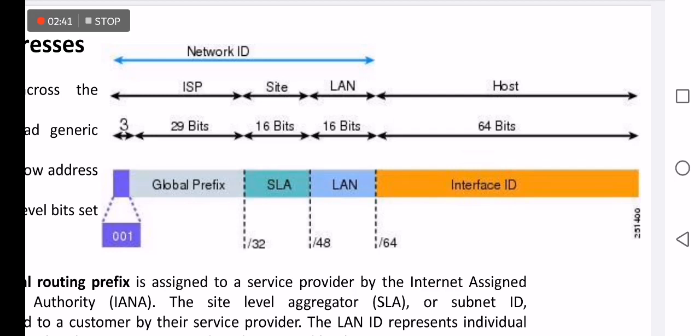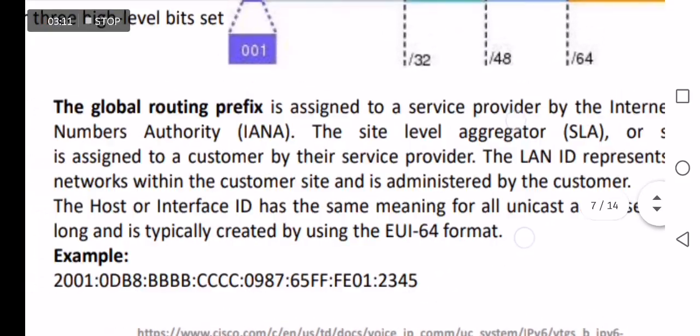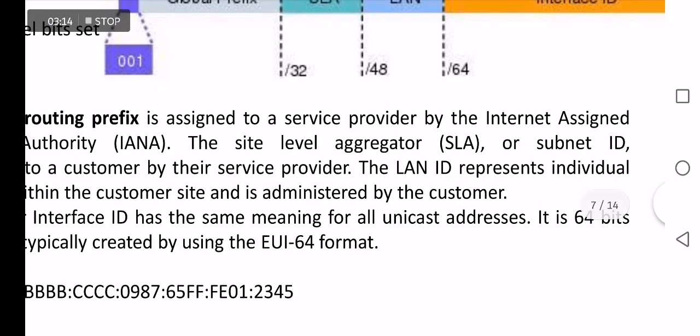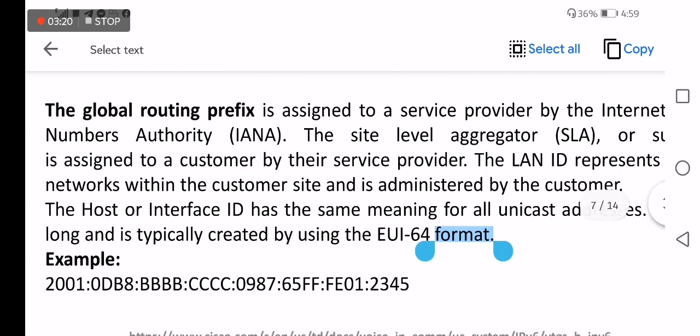Each LAN is connected to a site, which is the University of Baghdad. Then the site of the University of Baghdad is supported by an ISP, for example Earthlink, an Internet Service Provider in Iraq, which uses global prefixes for its routing operations. The global routing prefix is assigned to a service provider by the Internet Assigned Numbers Authority, called IANA.